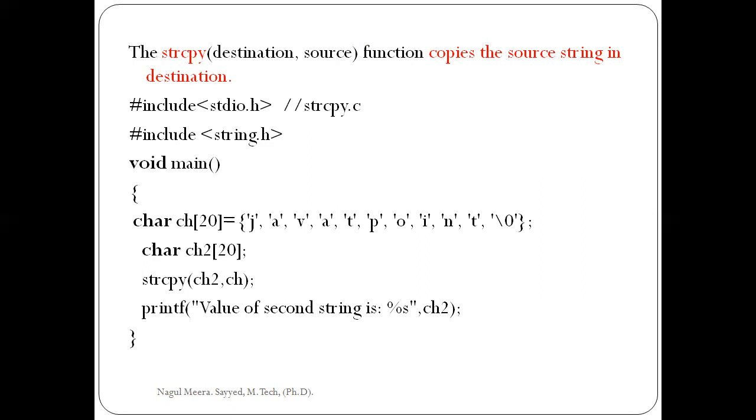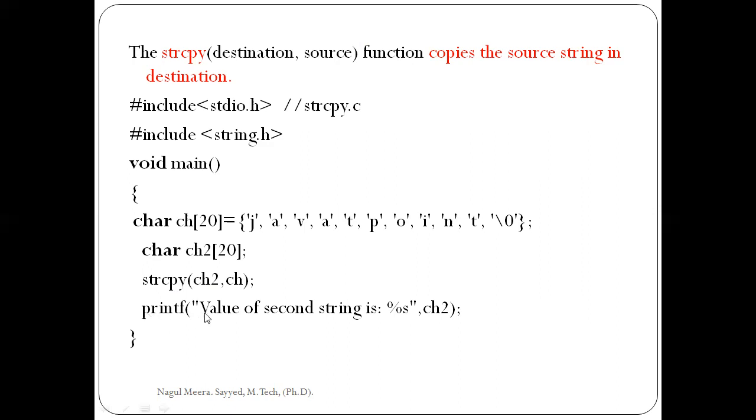strcpy of ch2 comma ch. What happened here? So ch consists of some string. Using this strcpy, this entire string is copied into my ch2, where our copied string is available in ch2.